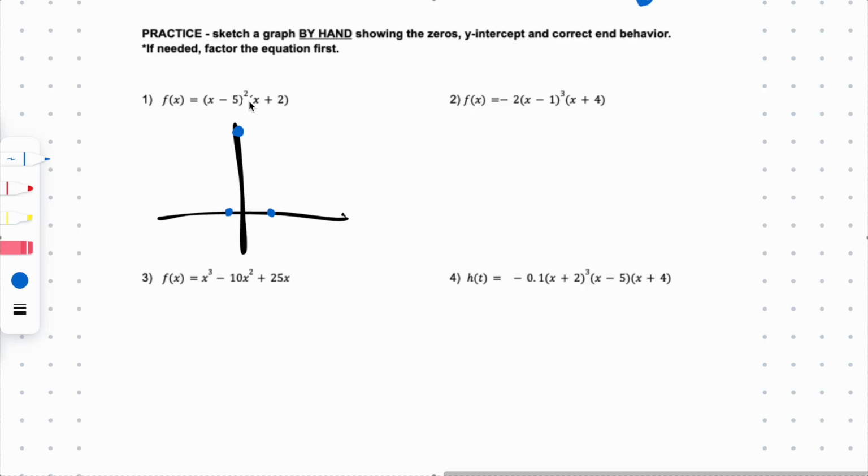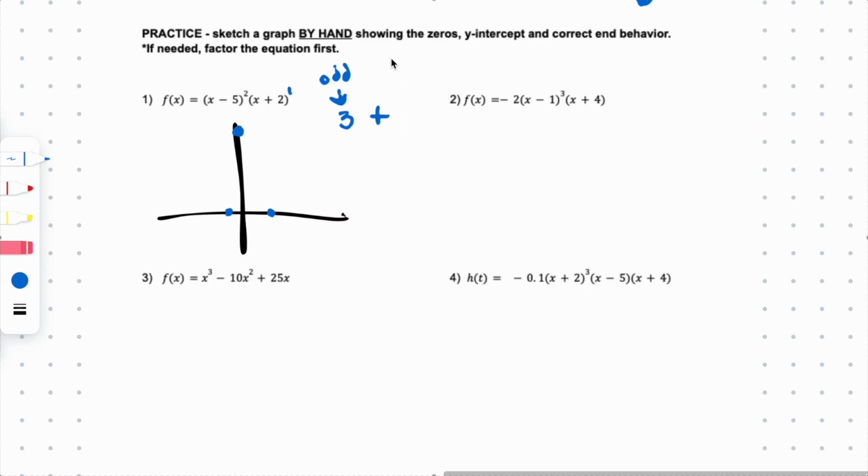And let's talk about the degree. This is essentially like x plus 2 raised to the first power. So 2 plus 1 is 3, so our degree is going to be 3. And we have a positive leading coefficient. I'm just writing this down, thinking out loud. So this is an odd degree and a positive leading coefficient.